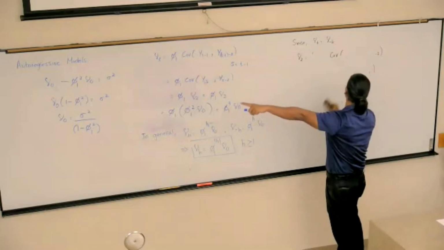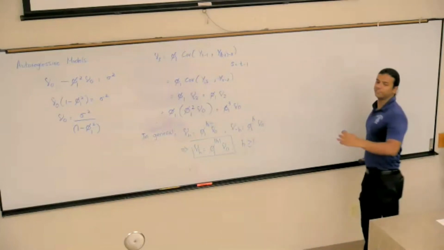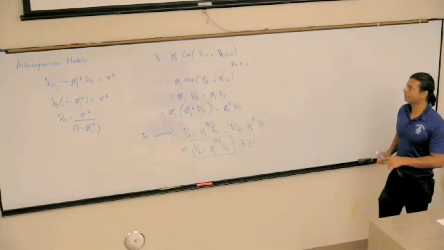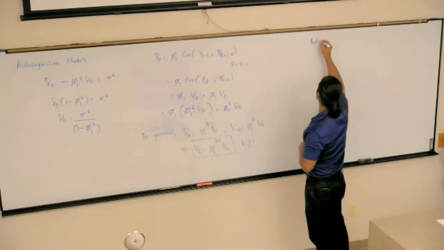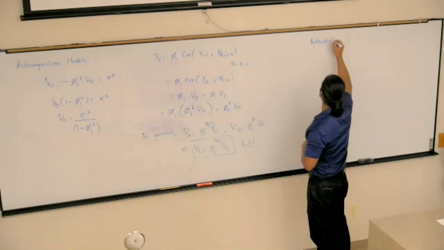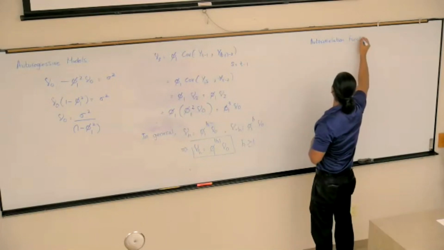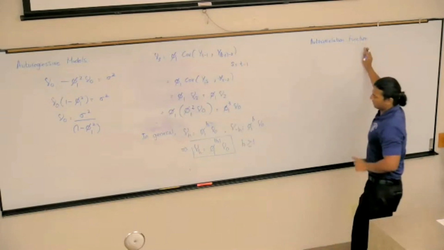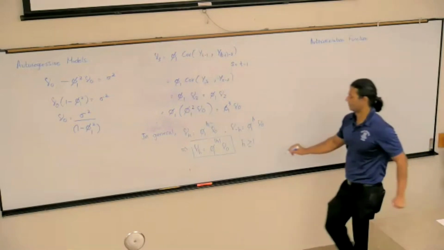We have gamma naught, we have gamma h in general, so we can find the autocorrelation function. Professor, is it h greater than or equal to 1, or the absolute value of h greater than or equal to 1? For the h greater than or equal to 1, is it like that, or should it be the absolute value of h is greater than or equal to 1?